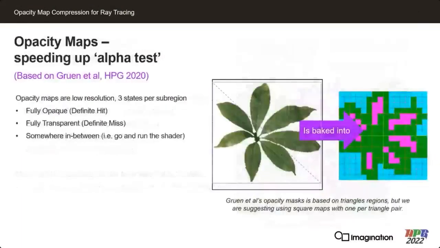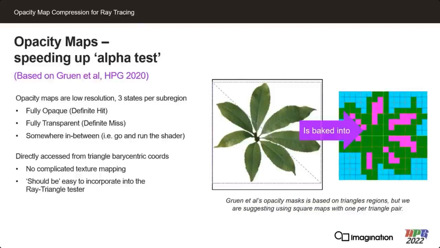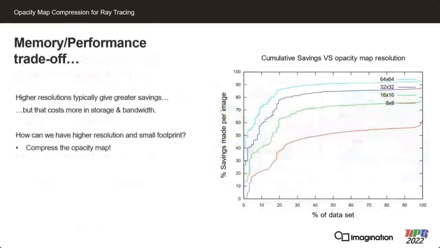At HPG 2020, Gruen et al. presented opacity masks. The mask has 3 states per region: fully opaque, fully transparent, or run the shader. Maps are accessed from barycentrics. No texture mapping is required. We propose using a square map per triangle pair. See poster for reasoning. Higher resolutions give better savings, but bigger maps use more storage and bandwidth.